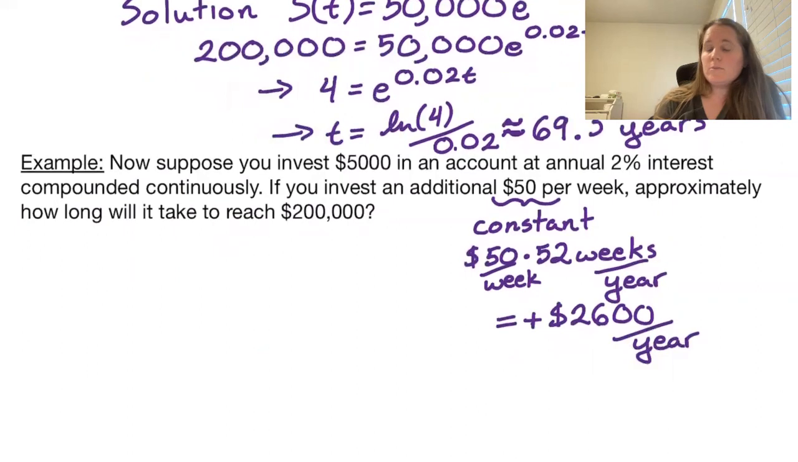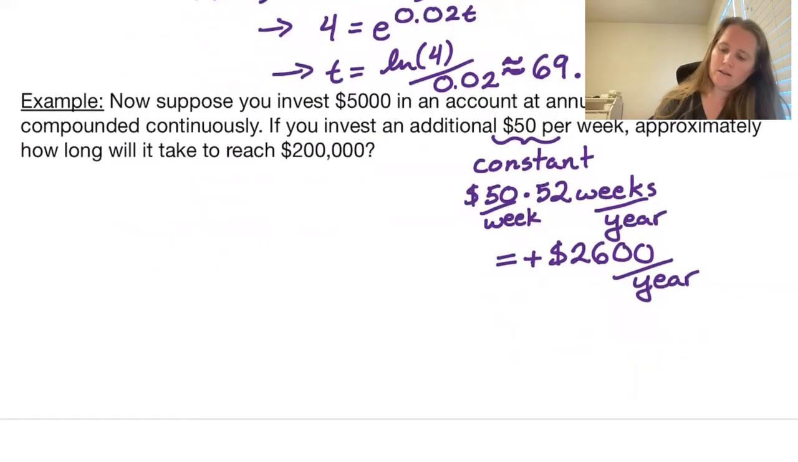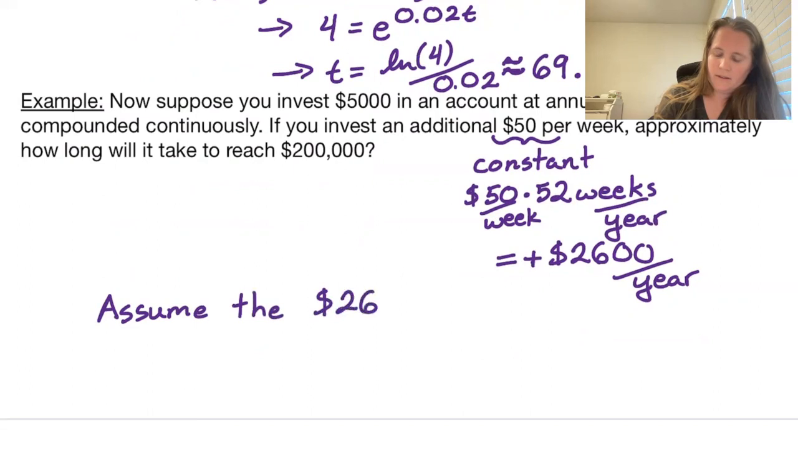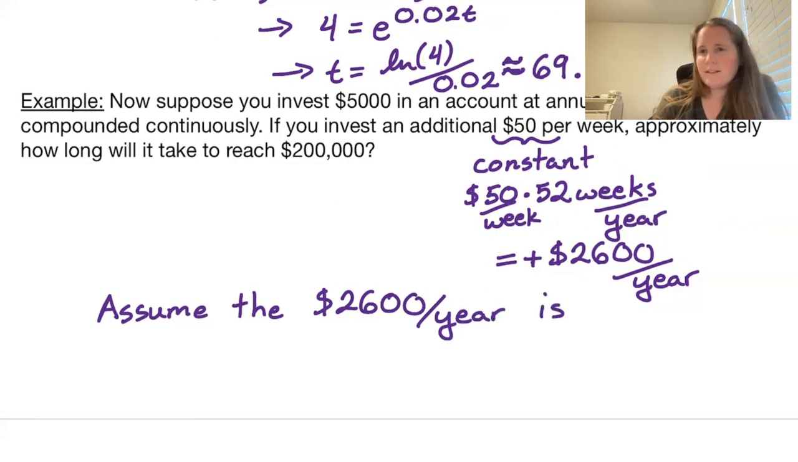So this isn't going to be precise compound interest. At any given moment in time, you're adding money. So we're going to assume instead of per week that $2,600 is kind of being continuously added throughout the year, divided throughout the year. So we're going to assume that $2,600 per year is sort of being constantly added in very small increments.